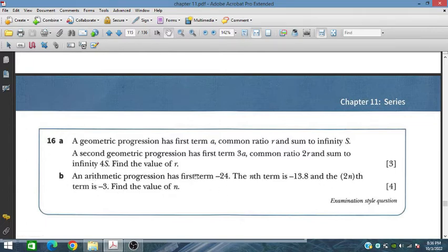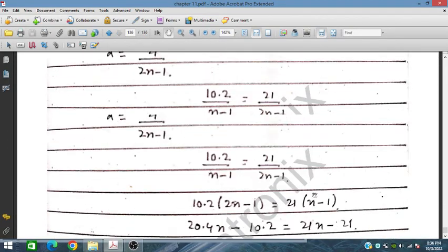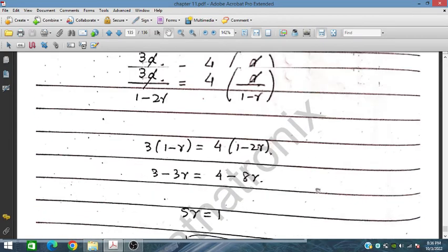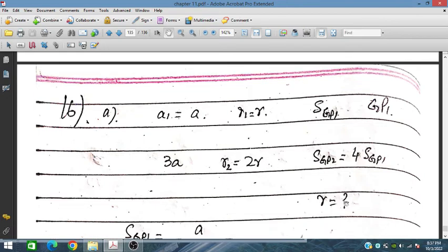So we'll use this data to calculate the required values. In part A, we have a1 is equal to a, and r1. For the first progression, we have assumed it r1, and for the second, we write down this. This is the sum of the first geometric progression, and this is the sum of the second geometric progression, that is 4 times the first. So this is a, this is 3a, and r2 is 2r corresponding to this. This information is given, so we have to find the value of r.